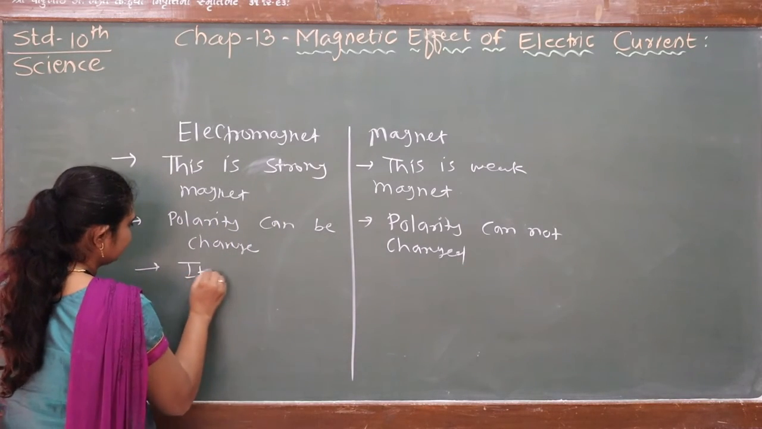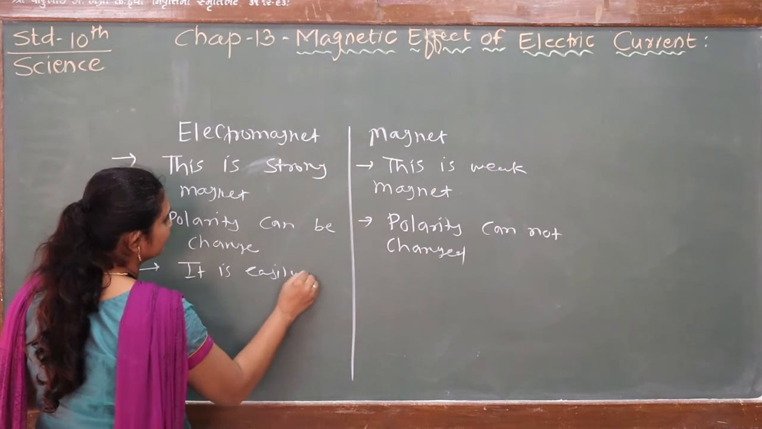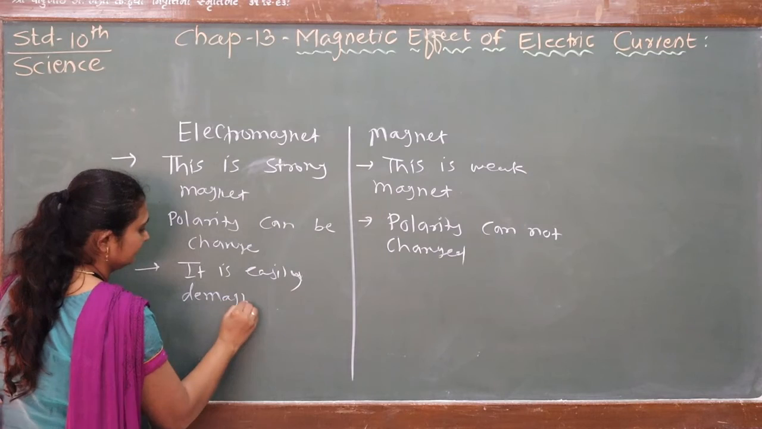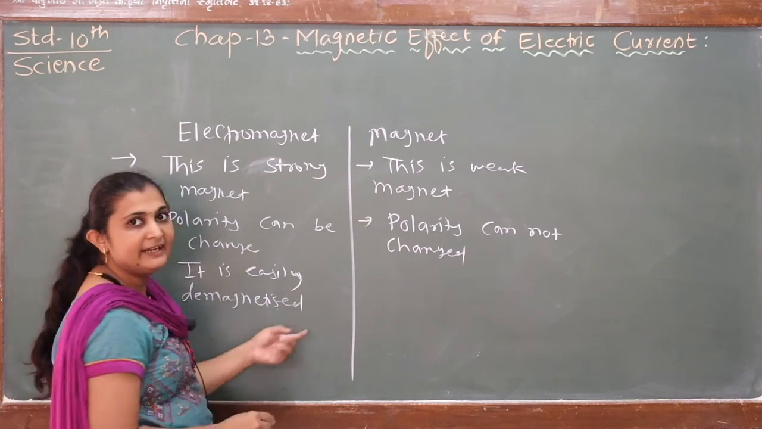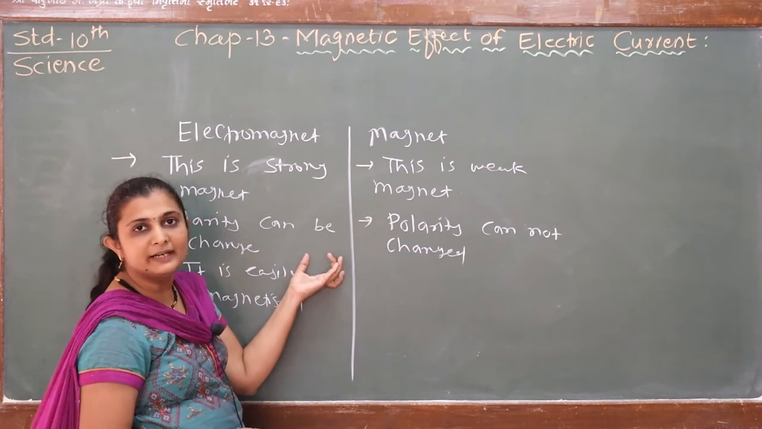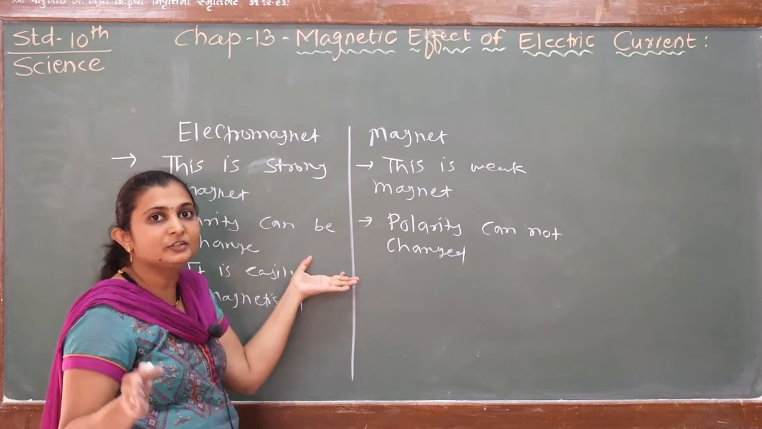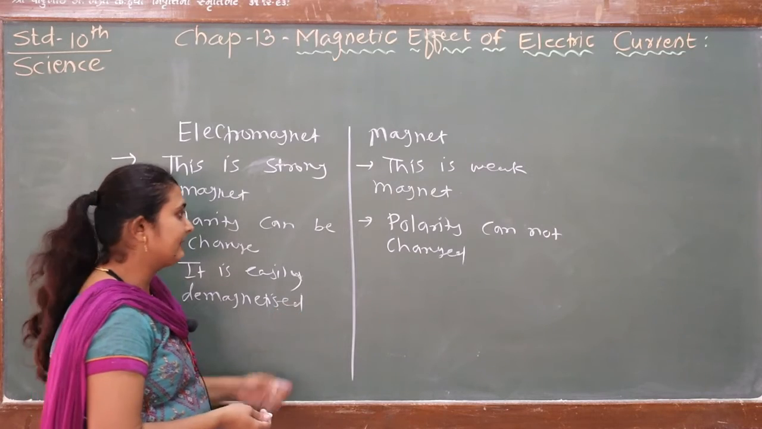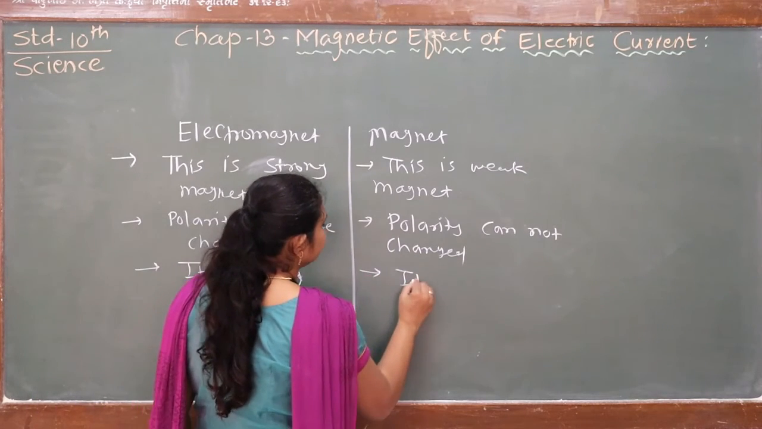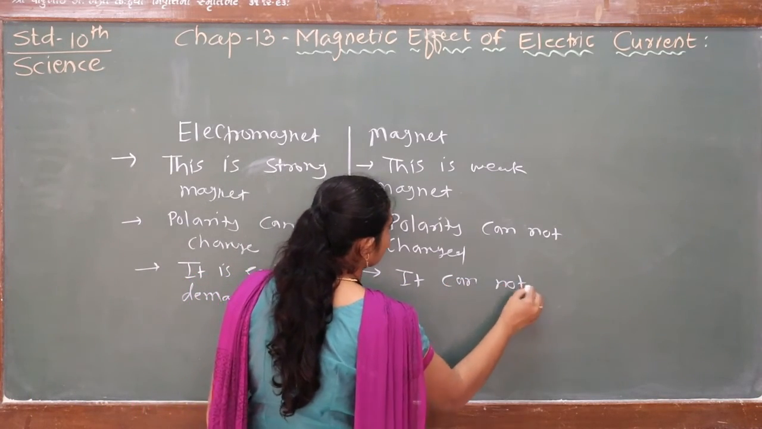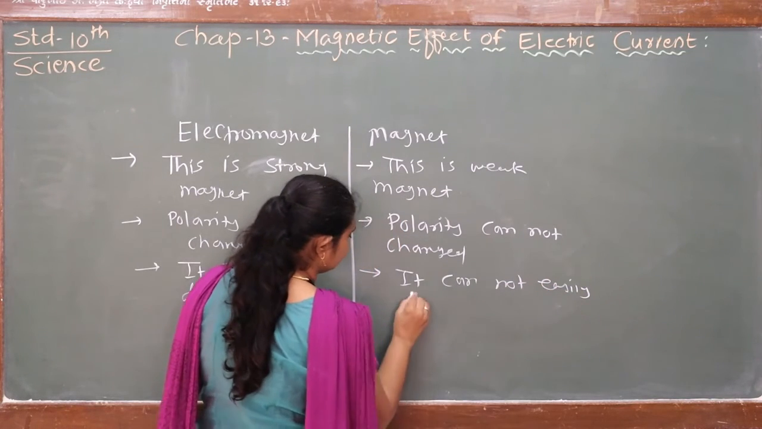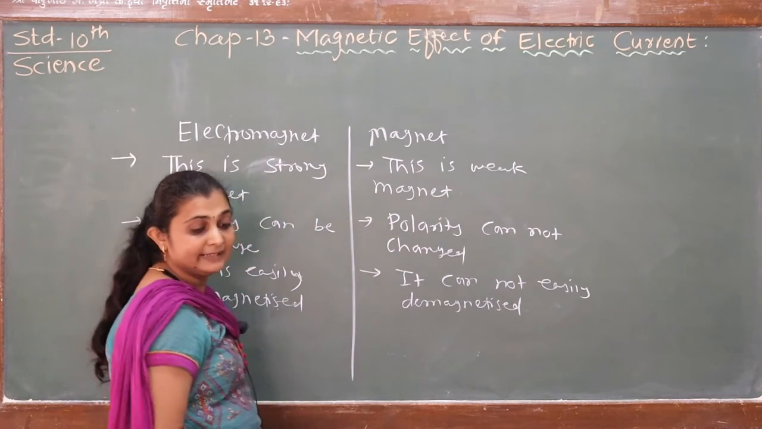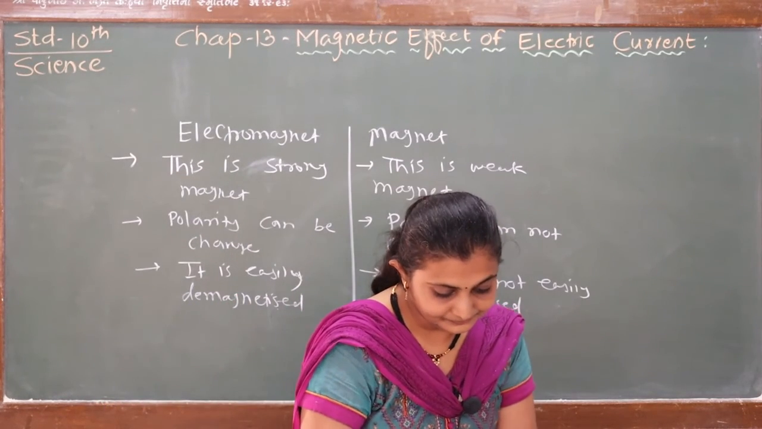It is easily demagnetized. Why is it easily demagnetized? Because it is not permanent. Only when the electric current is flowing through it, it will behave as a magnet. So it is easily demagnetized. The simple magnet cannot easily demagnetize.